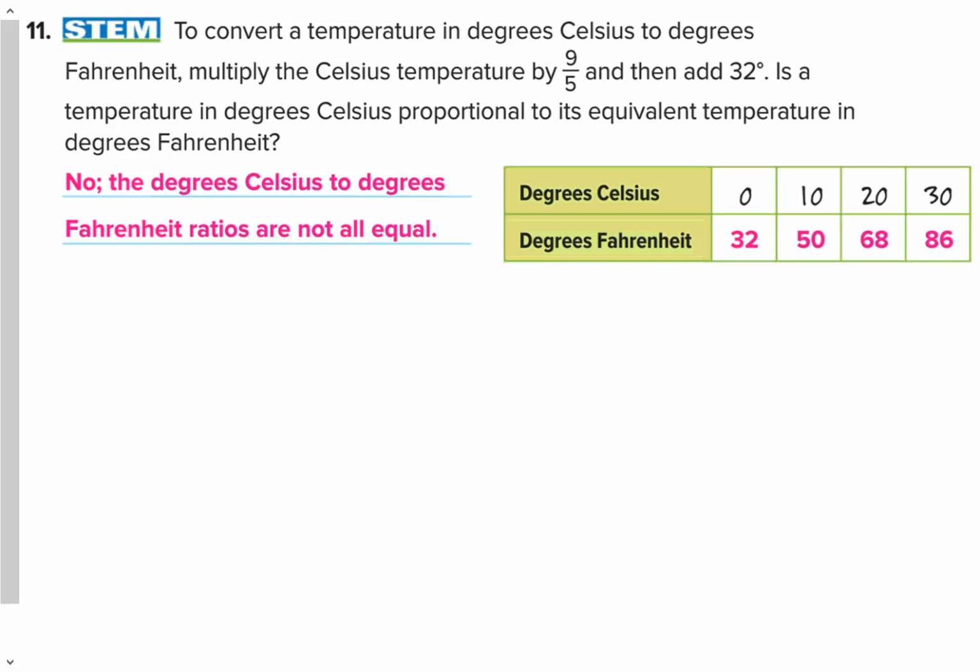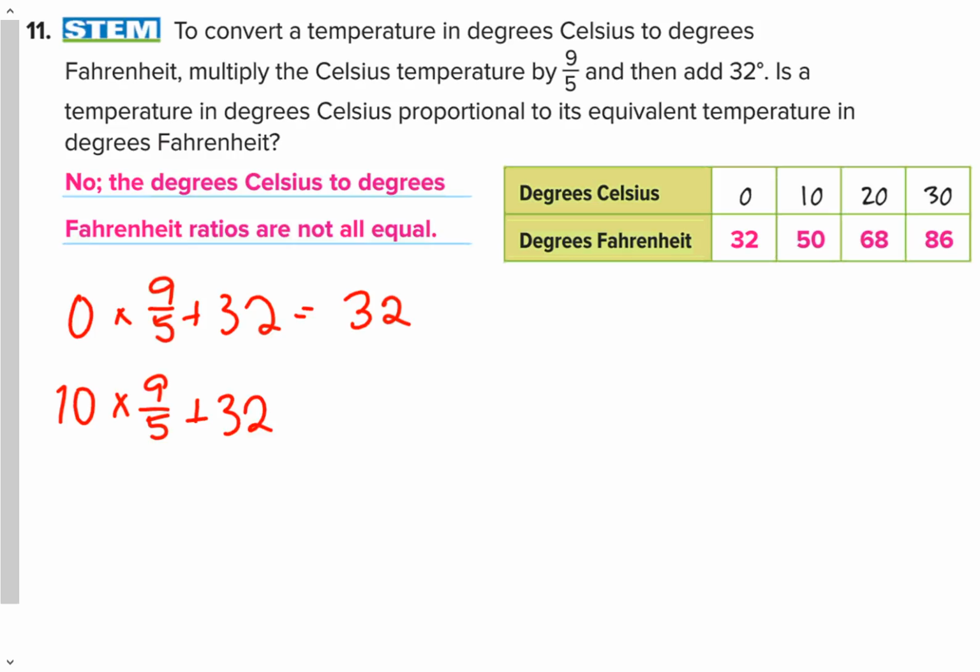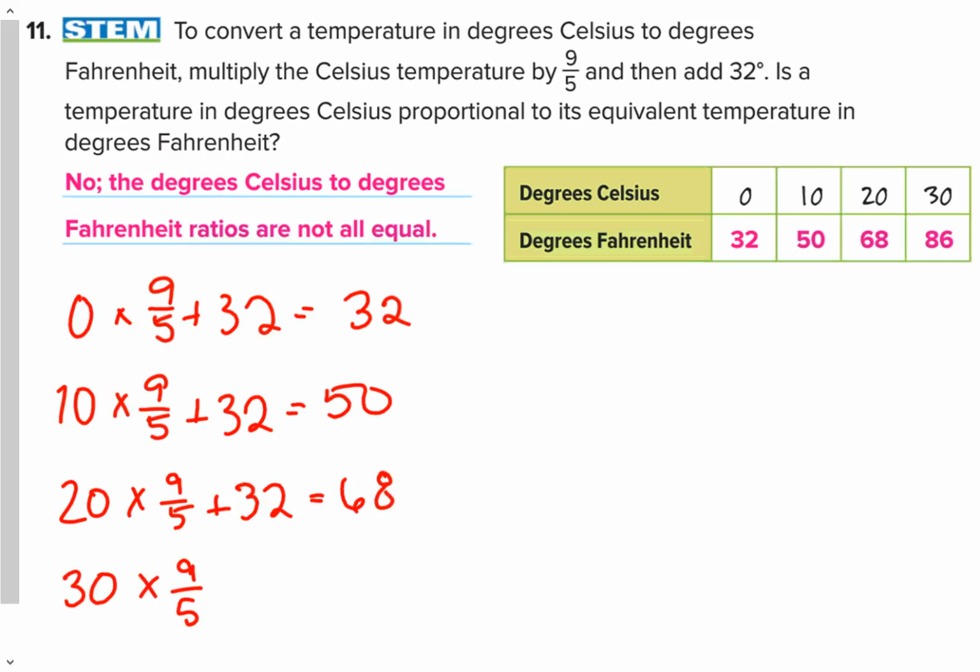So first thing we have to do is make sure that we complete the table. So we have 0 times 9/5 plus 32, and that equals, I'm sorry, 32. Then we have 10 times 9/5 plus 32, and that equals 50. 20 times 9/5 plus 32, and that was 68. And then it was 30 times 9/5 plus 32, and that equaled 86. That's how you first figured out how to fill in the charts.